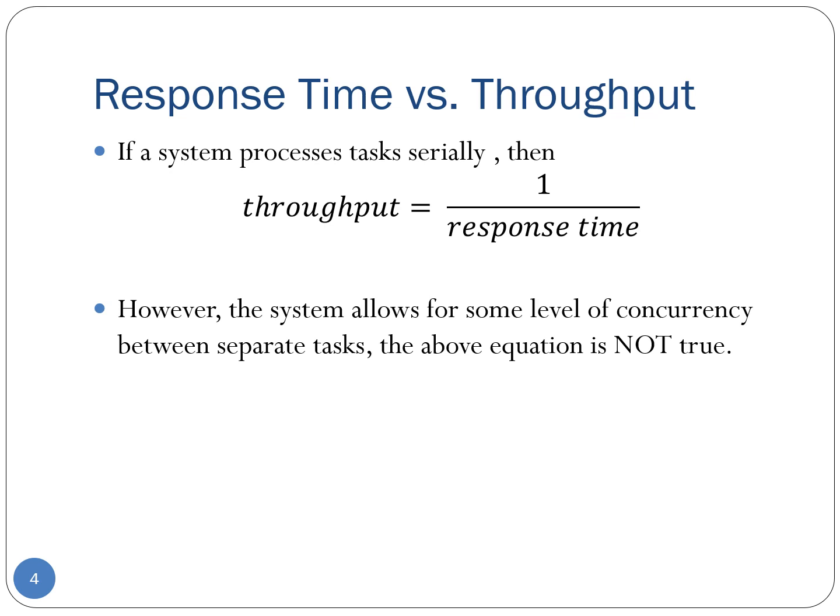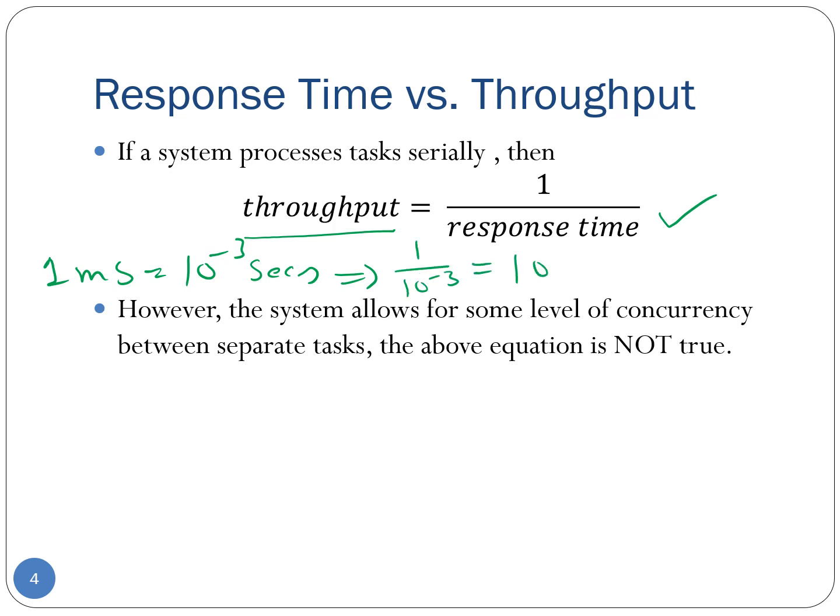There is an interesting relationship between throughput and response time. Throughput is essentially the inverse of the response time. For instance, let's assume a website can serve one web page in 1 millisecond, and 1 millisecond is essentially 10 to the power minus 3 seconds. So if the website can serve one web page in 10 to the power minus 3 seconds, this implies that in 1 second it can serve 1 over 10 to the power minus 3, that is 1000 web pages or 1000 requests. So the throughput of this website would be 1000 requests per second.